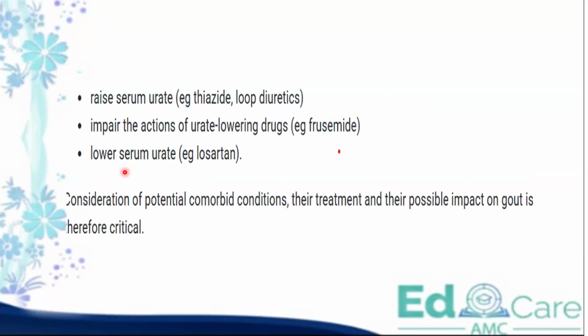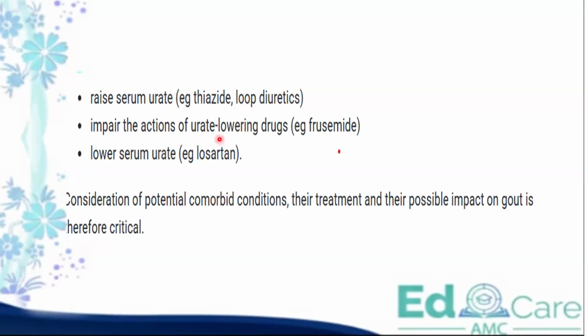So another thing you need to think about is when you're giving treatment for gout, that there are some drugs that alter the efficacy of those treatments. So one is if you give drugs that raise the serum urate levels, your treatment will become ineffective, right? So that is thiazide and loop diuretics. So people on long term these drugs can also develop gout later.